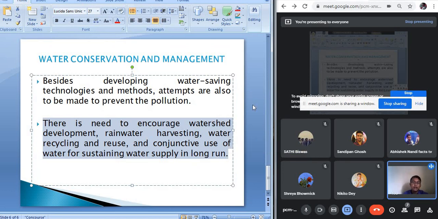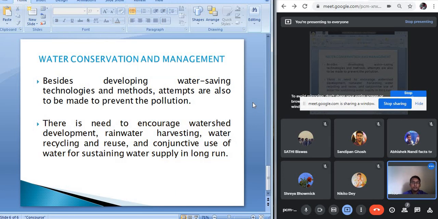So this is how the problems which are emerging in Indian society related to water resources can be avoided to some extent. So this is about the various problems emerging related to water, and some suggestions which can be followed to conserve the water bodies and the water resources of our country.